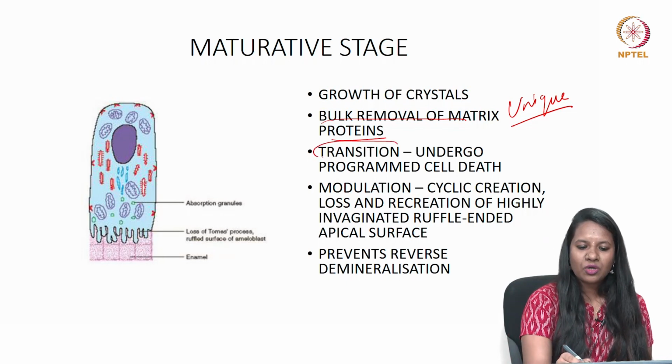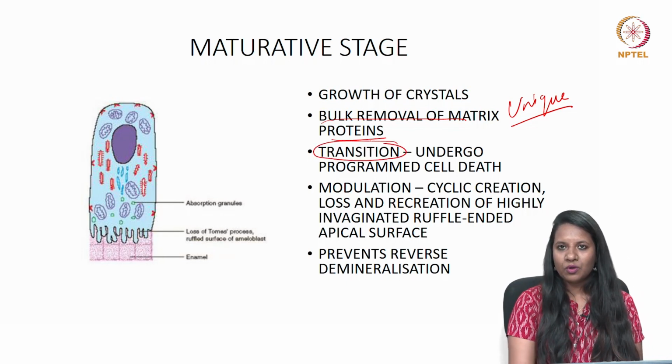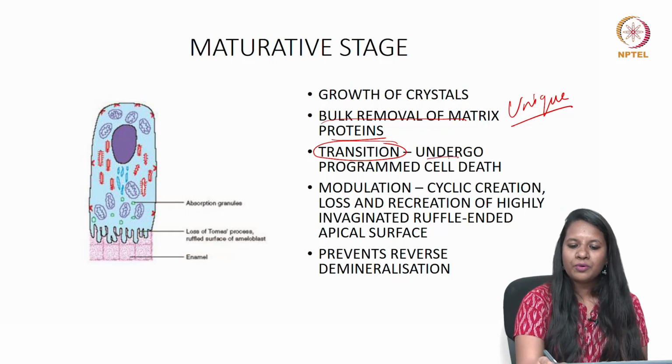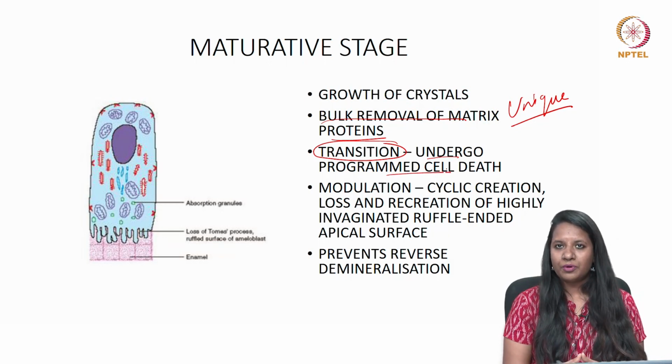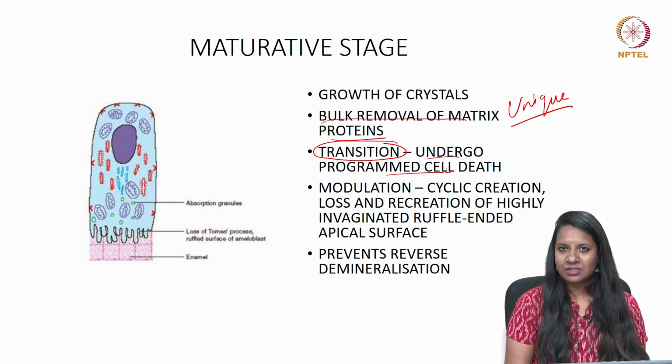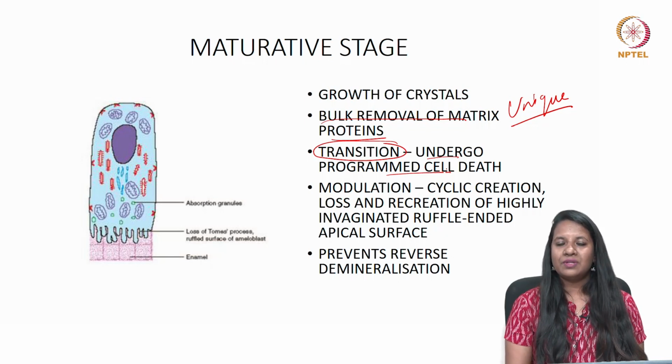And there is a stage called transition where the ameloblast will reduce in size and the organelles will also be reduced, and the cells undergo programmed cell death, that is, 50% of ameloblasts will undergo programmed cell death during the transitional stage and the other 50% during the final maturative stage.